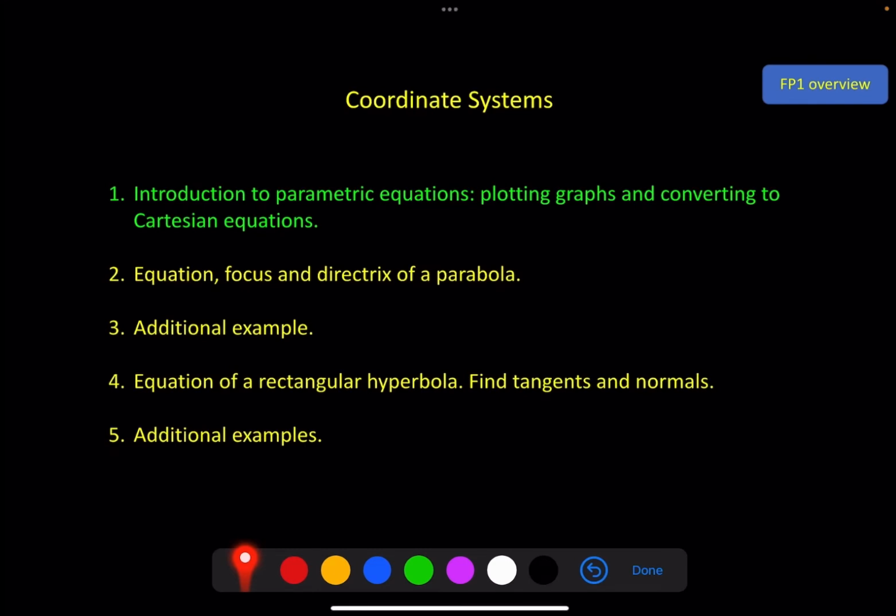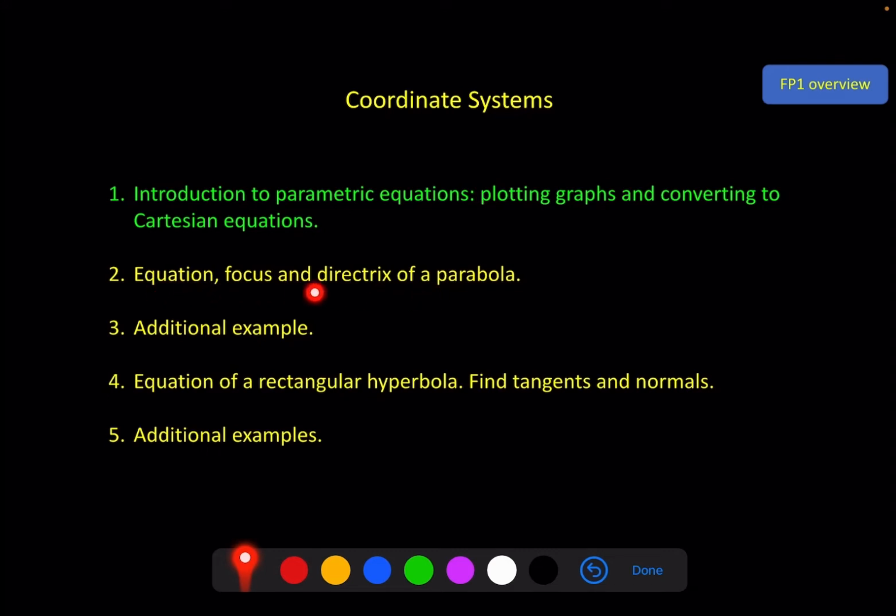So this is the first video of coordinate systems, just introducing you to the idea of parametric equations. We'll talk about how to plot them and how to convert from parametric equations into Cartesian equations. Then in the rest of the chapter we'll focus on two particular types of curves, parabolas and rectangular hyperbolas.